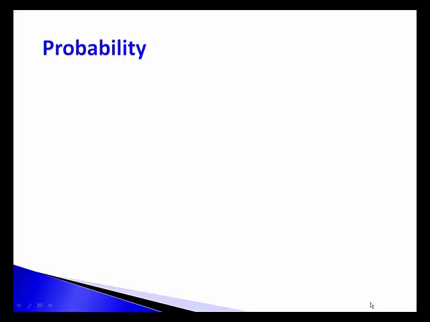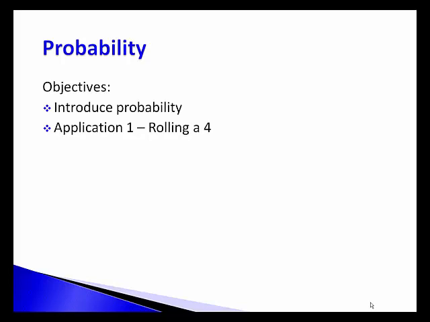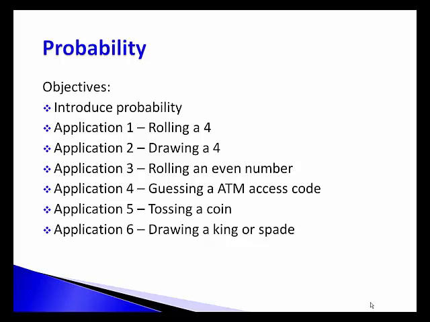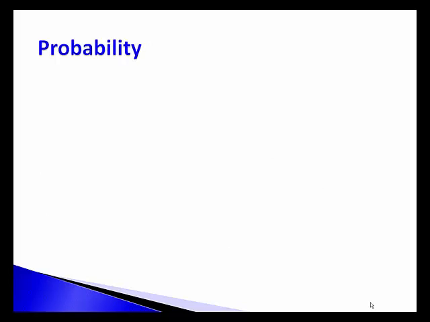In today's lesson, we'll be looking at probability. Our objectives will be to introduce probability, followed by 6 applications: rolling a 4, drawing a 4, rolling an even number, guessing an ATM access code, tossing a coin, and drawing a king or spade. So let's begin by introducing probability.